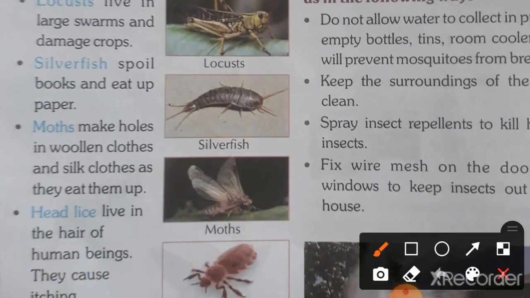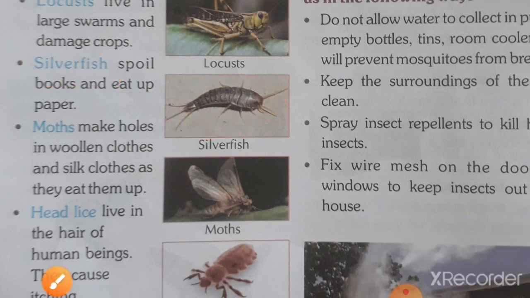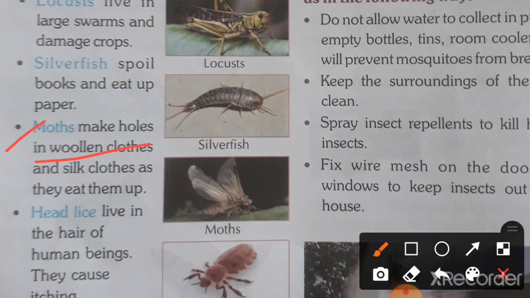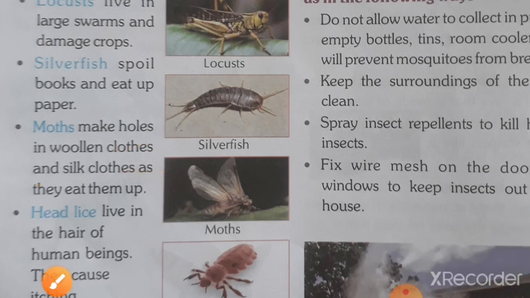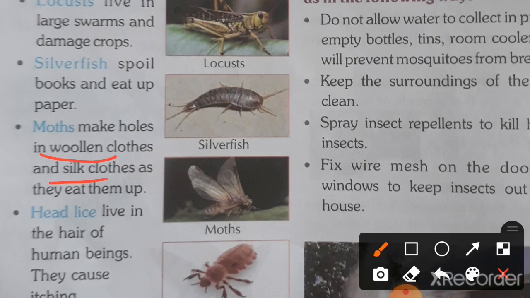Next, silverfish spoil books and eat up paper. The name is silverfish, but it is not a fish. It looks like a fish, okay, but it is an insect. Moth make holes in woolen clothes and silk clothes. They eat them up. Moths eat silk clothes and woolen clothes.